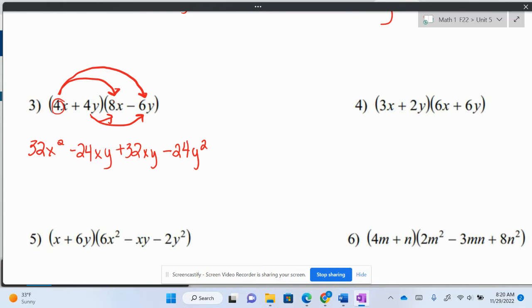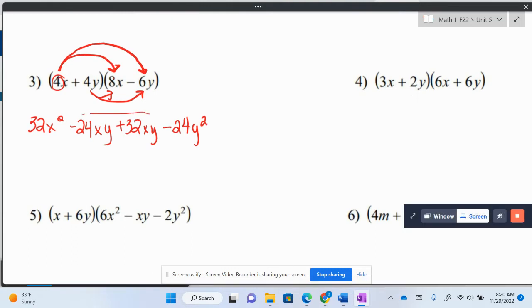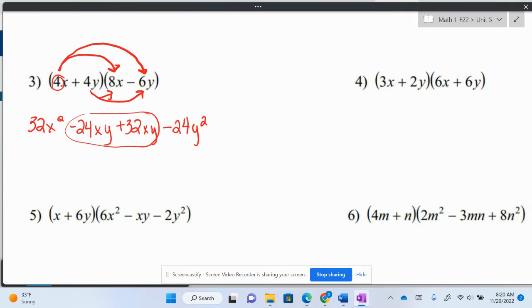Are we finished with that one? No, what do I need to do with it? What do you think, McKinley? Yeah, I have a negative 24 and a positive 32. What's 32 minus 24? 8. So it really becomes 32x squared plus 8xy minus 24y squared.